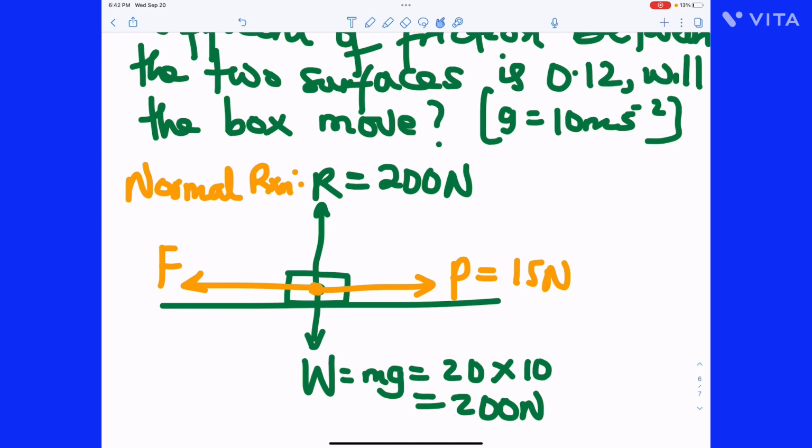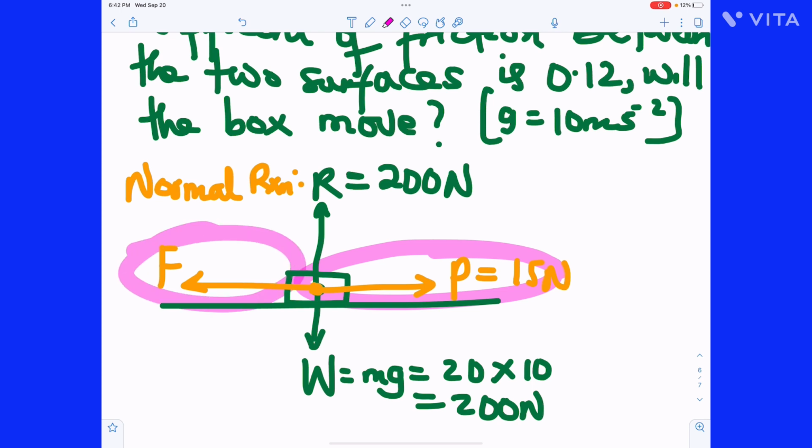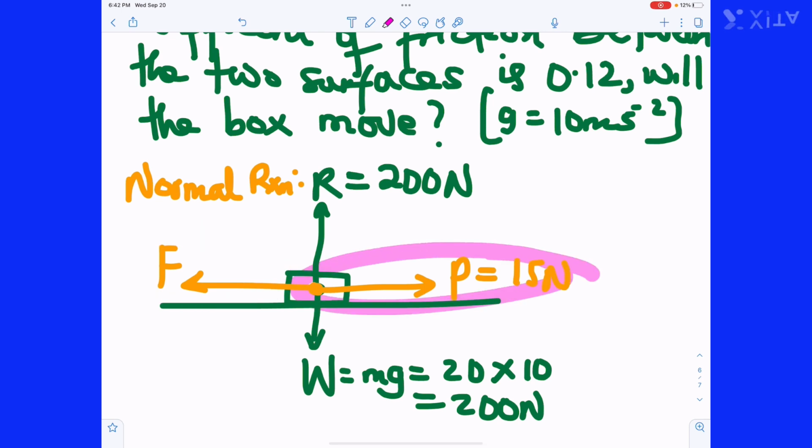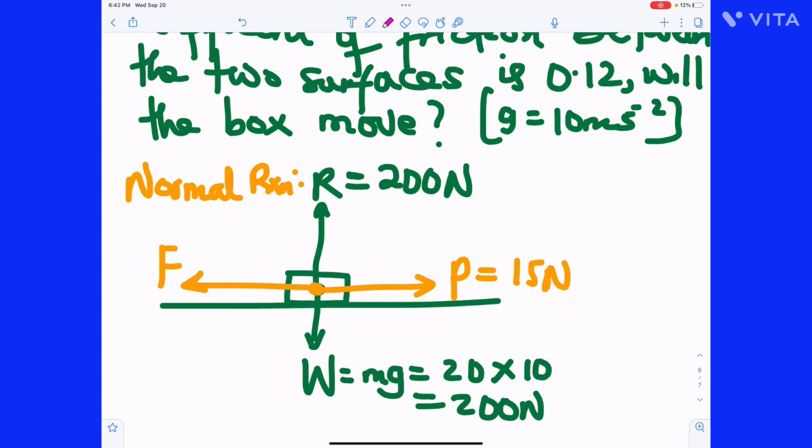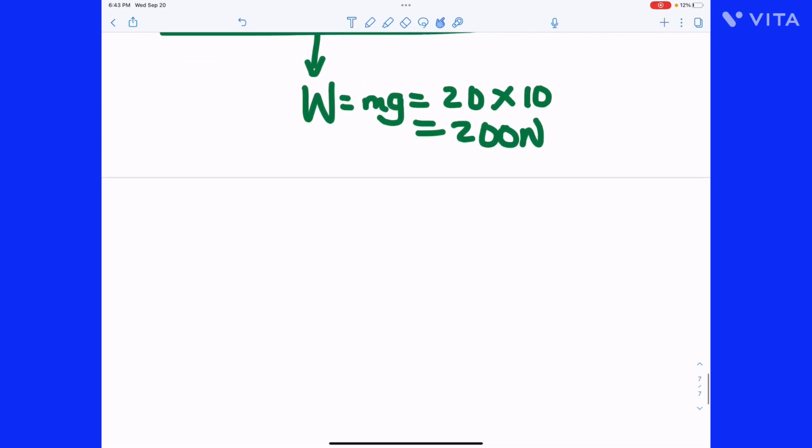What tells me whether the box will move or not is whether this push overcomes the friction. That's all. If the push is less than the friction, the box will not move. If the push is equal to the friction, the box will just be about to move. But it won't move still. It will only be about to move. So what we now want to find out is whether this push is less than or greater than the frictional force. We can write FR if we like, or simply write F.